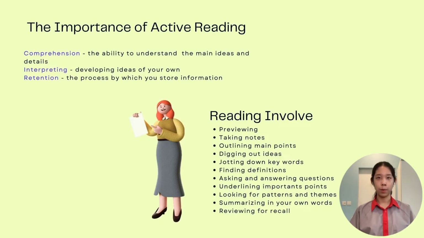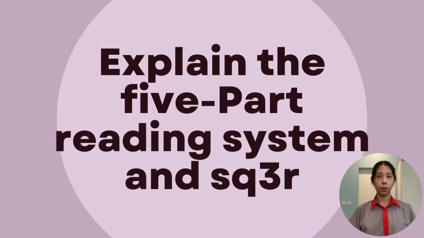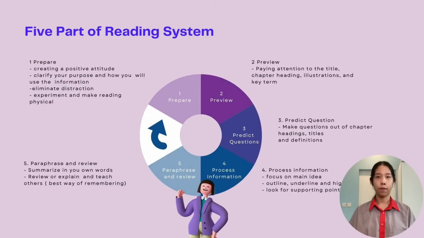Comprehension is the ability to understand the main idea and details, while interpreting is the ability to develop ideas and summarize the material. There are a number of proven reading systems. Two helpful reading systems are the 5-part reading system and the SQ3R reading system. The 5-part reading system is similar to the adult learning cycle.